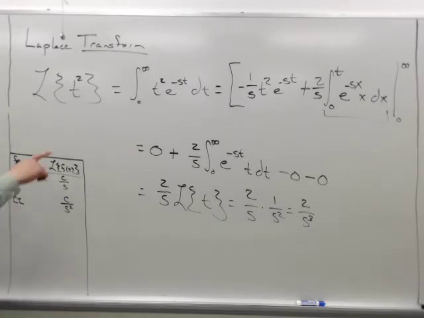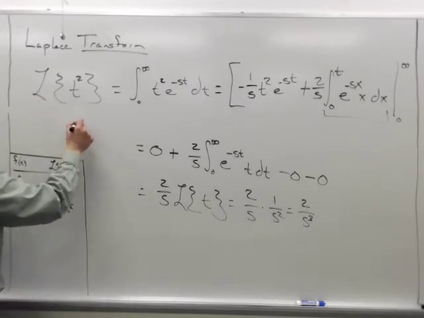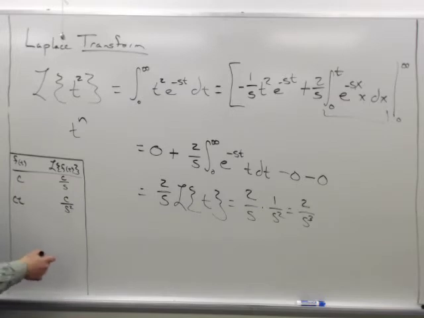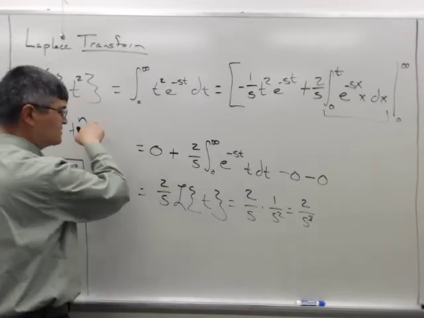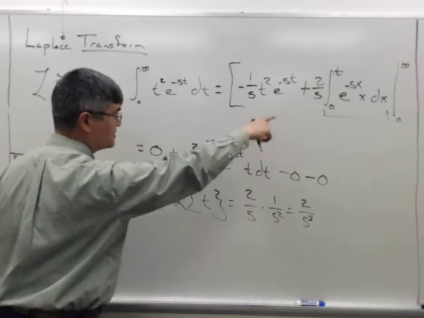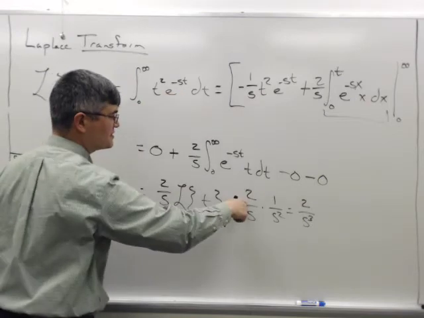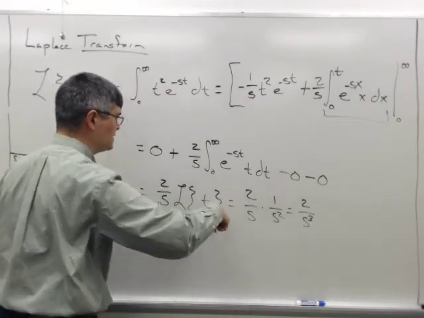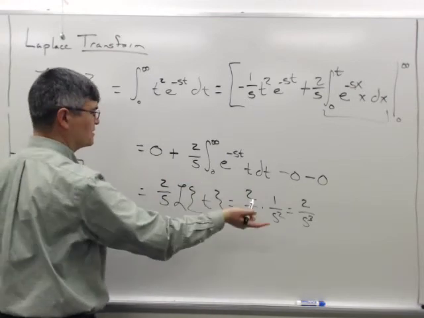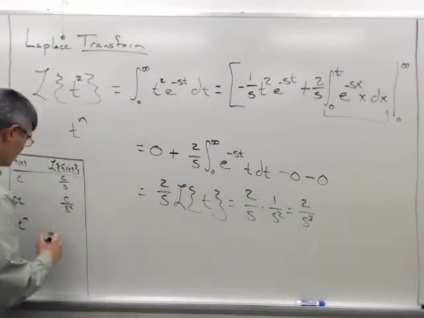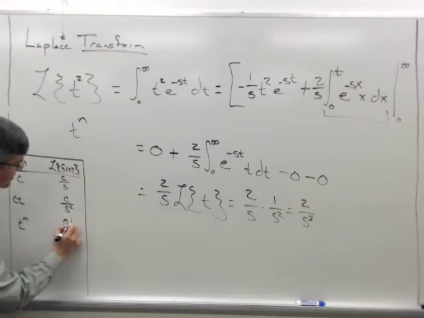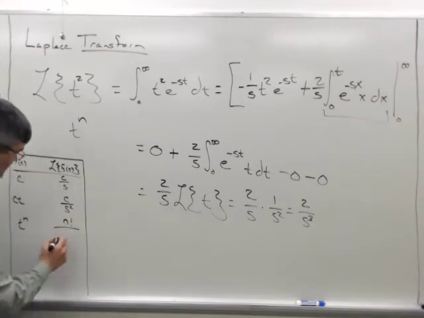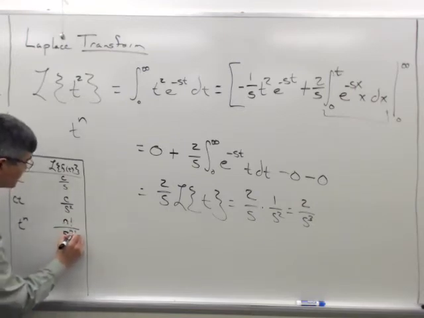And what you'll find is if you keep doing this, if you do t to the n, what you get each time is the n term coming down and multiplying it. So when it's t squared, you get a 2. When it's t cubed, you'll get a 2 times a 3. When it's t to the 4th, you'll get 2 times 3 times 4. So this is in the numerator n factorial, and in the denominator it's s to the n plus 1.